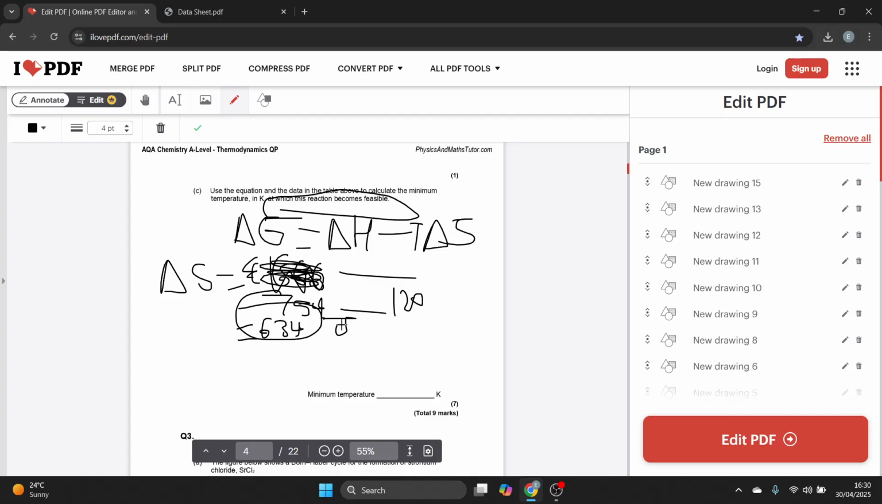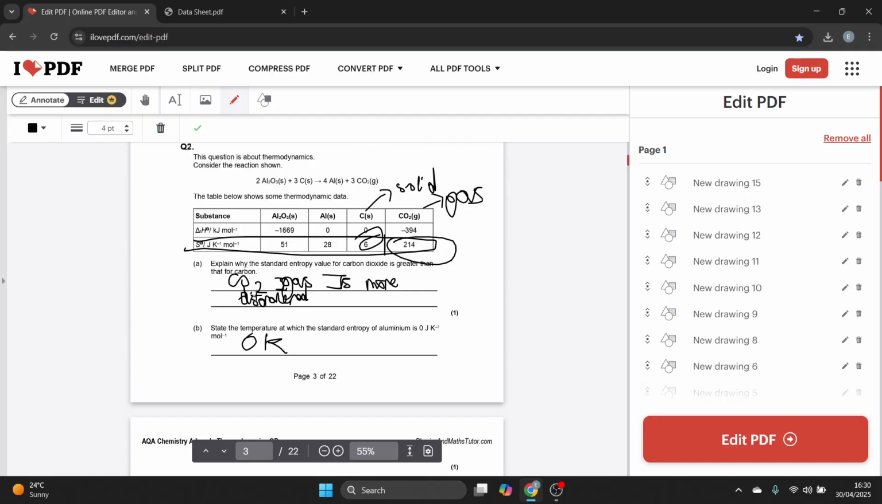And obviously remember, delta S is measured in joules per Kelvin per mole. There's 100% going to be a changing between units thing going on here. Of course there is. It's 7 marks.